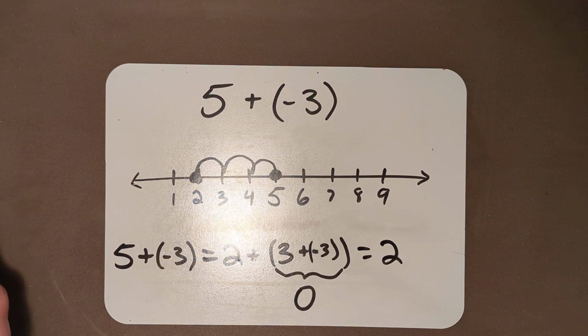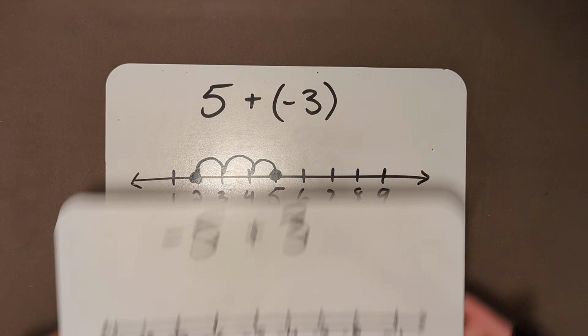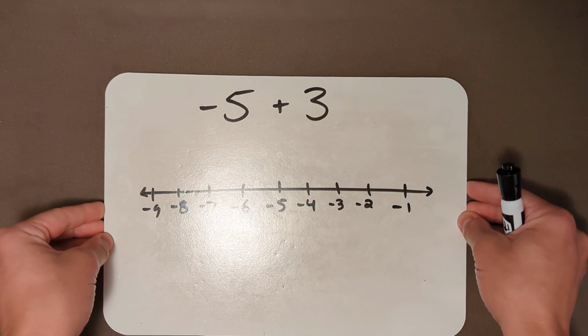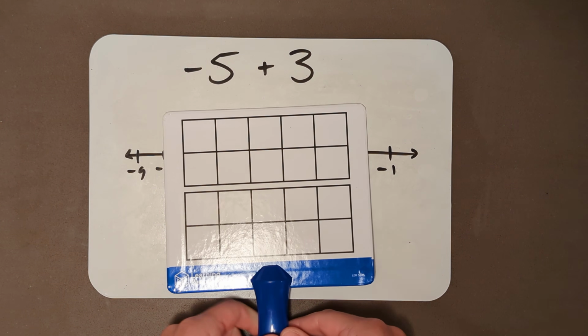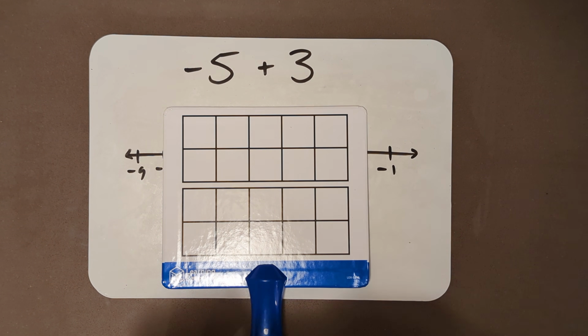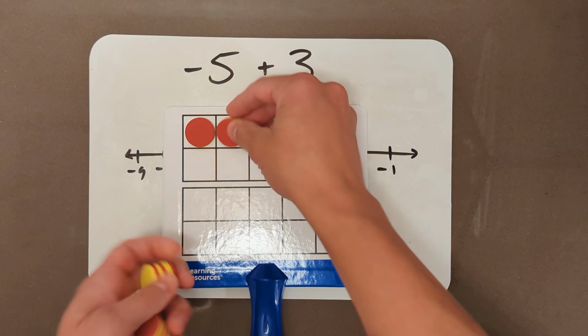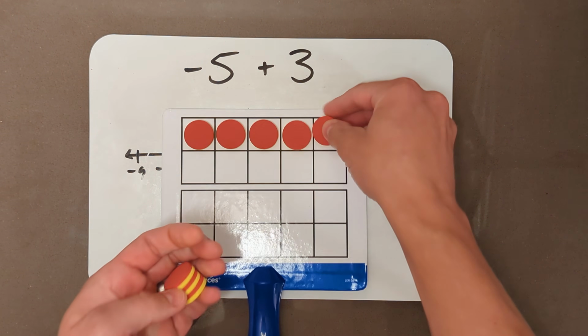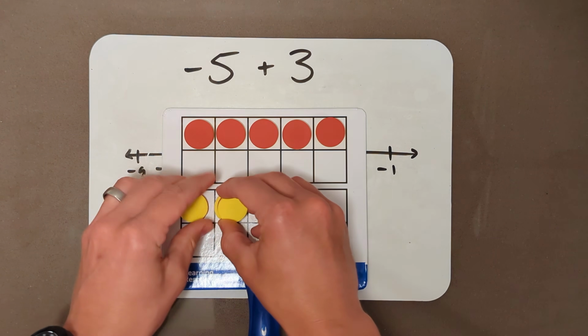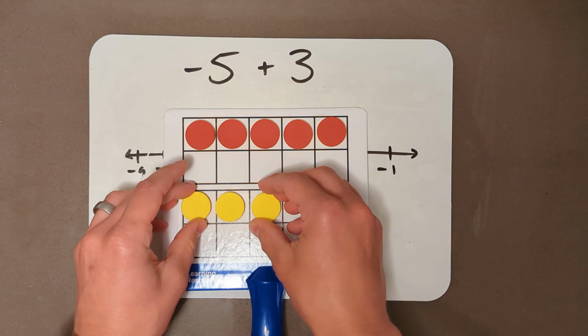Second one we'll look at, we're just going to move the negative sign around a little bit. So here we have -5 plus 3. Again, for the concrete model, we'll use the two color counters. We'll start with -5, so 5 reds, and then +3, so we have 3 yellows.